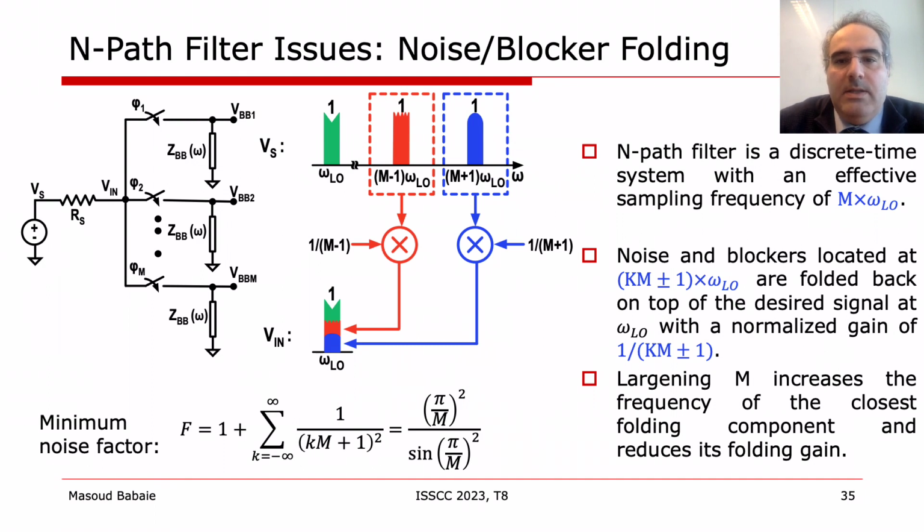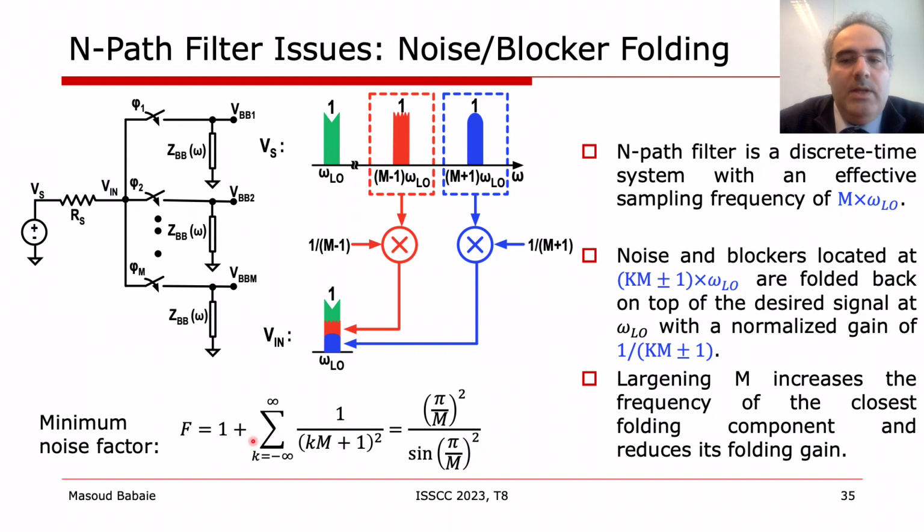The M-pass filter is a discrete time system with an effective sampling frequency of m times FLO. Consequently, due to the Nyquist effect, the noise and blockers located at m-1 omega LO and m plus 1 omega LO fold back on the top of the desired signal with a normalized gain of 1 over m minus 1 and 1 over m plus 1 respectively. Fortunately, employing a larger m increases the frequency of the closest folding component and reduces its folding gain. However, to avoid the folding entirely, similar to ADCs, we need to add an anti-aliasing filter before the M-pass filters.